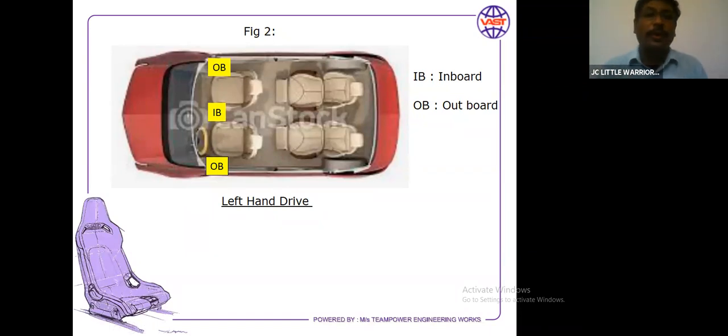What is outboard and inboard? That we need to understand. What kind of cars do we have? We have left-hand drive cars and right-hand drive cars. In India, it is right-hand drive. Our steering is always located on the right side of the car, so the driver sits on the right side of the car.